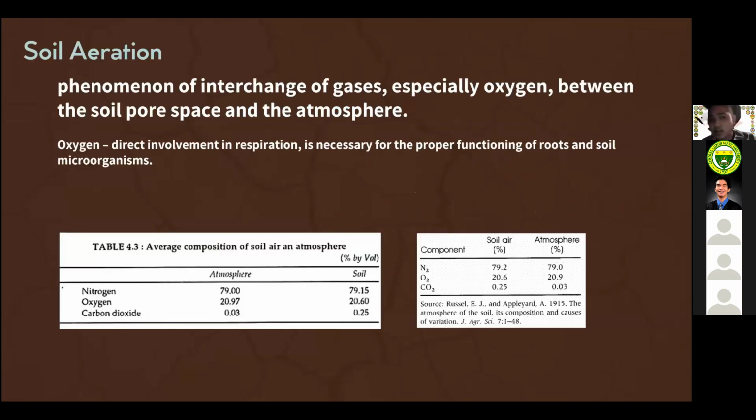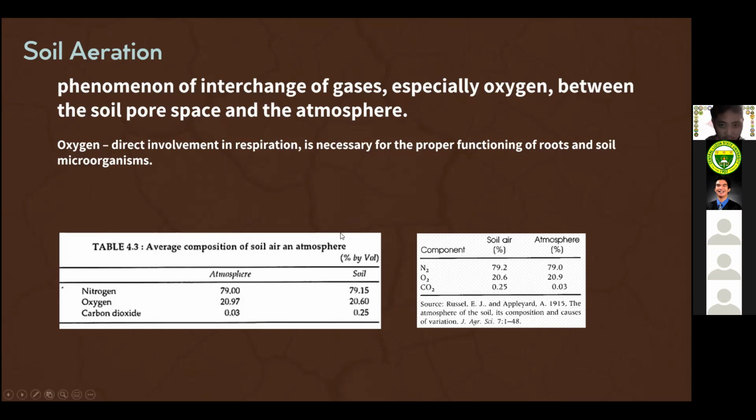So soil aeration is the phenomenon of interchange of gases, especially oxygen, between the soil pore space and the atmosphere. Very important yung oxygen kasi it is directly involved in the respiration and very necessary for the proper functioning of roots and soil microorganisms.